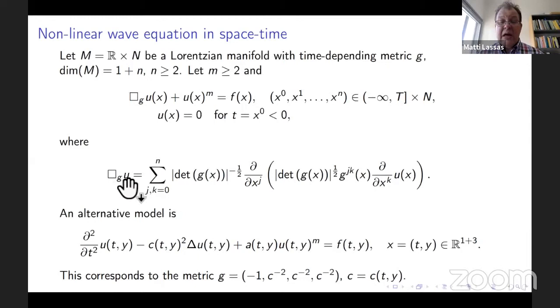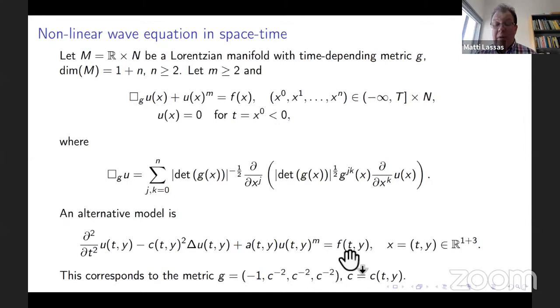So here is an alternative practical model that is very similar and that we could also study. We have Euclidean space, where I have denoted time by t and the space variables by y. That would be in space-time 1 plus 3, so one time dimension and three space dimensions. We would have a Euclidean wave operator with time-dependent wave speed, plus some nonlinear term, some normalizing function A times u to the power m. And I also use sources that are inside the medium to avoid problems related to boundaries.